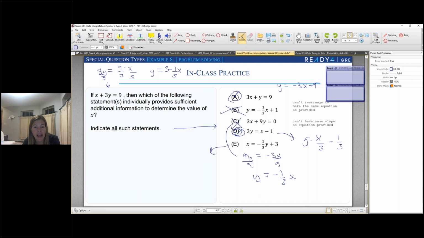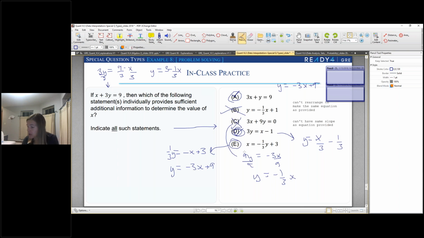Then we look at E as our last one, x minus 1/3 y plus 3. Okay, well, remember, don't get the x and the y confused. We want to get the y alone. So if we do that, we get 1/3 y is equal to negative x plus 3. Multiply both sides by 3, we get y is equal to negative 3x plus 9. And we're okay with that one. That one's okay too. So the answers here are A, D, and E.